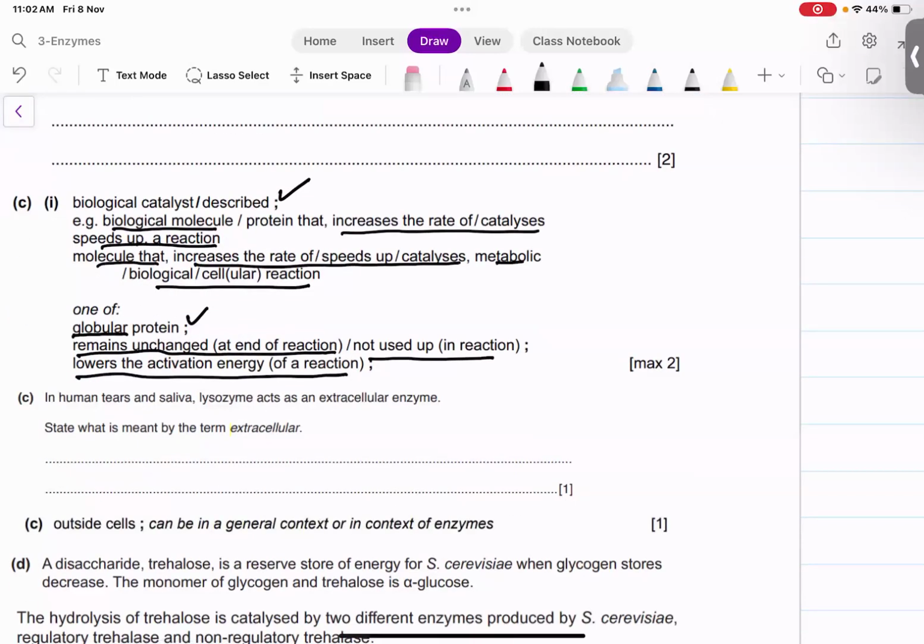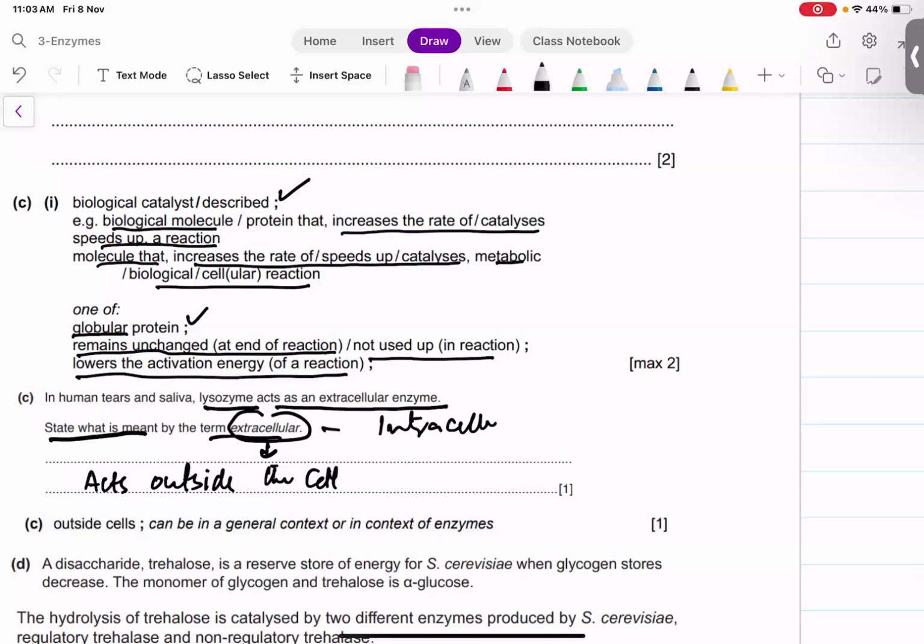In human tears and saliva, lysozyme acts as an extracellular enzyme. State what is meant by the term extracellular. An enzyme which acts outside the cell. Acts outside the cell is extracellular. And intracellular is which acts inside the cell.